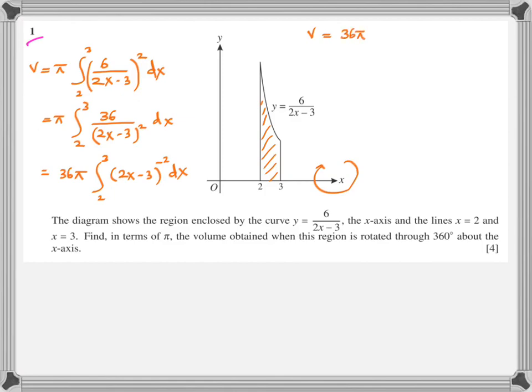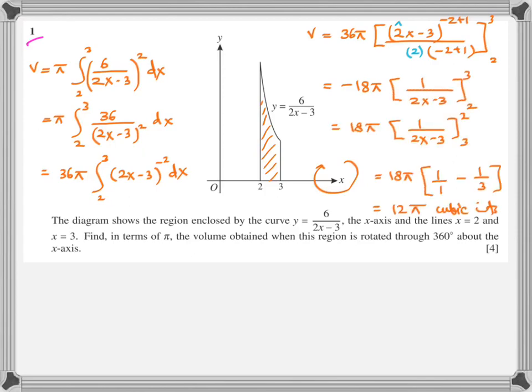Rest is integration. That's an application of the chain rule of integration. Linear function on the inside, power on the outside, increase the power by 1. Divide by the new power, divide by the coefficient of x, and then you get the answer. That answer comes out to be 12 pi cubic units. When the answer for area comes, you write it as square units or units squared. When the answer for volume comes, you write the answer as cubic units or units cubed.